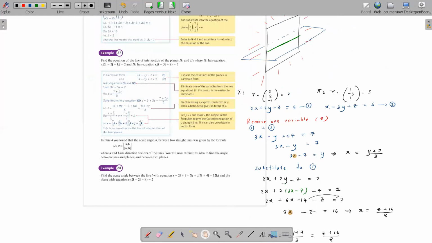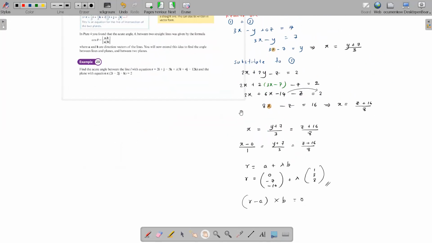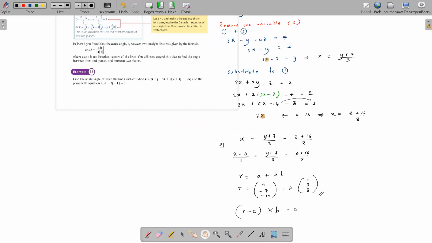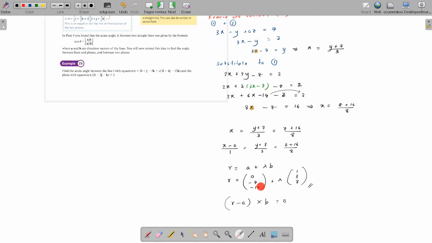You can check the way they have done it in the example also. The example is slightly different, but at the end of the day, the same straight line can be written in three possible ways, because when we make different variables the subject, we get different vector equations. The vector equation changes depending on whether you make x or y or z the subject. That's perfectly fine.